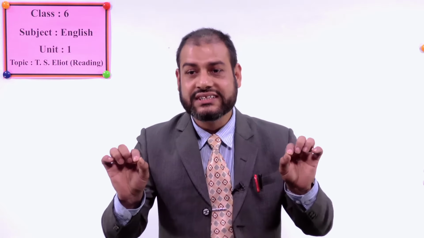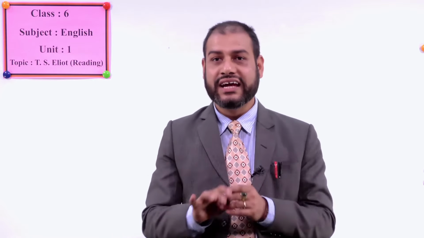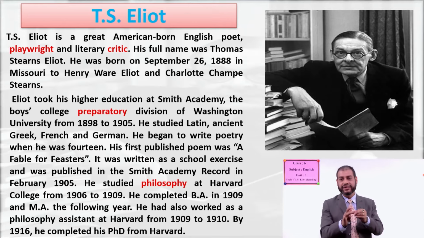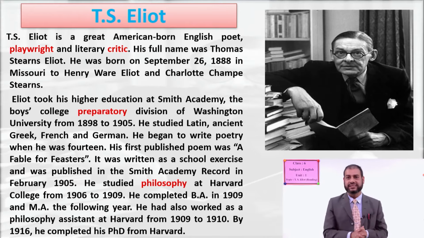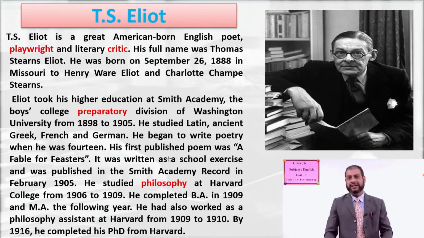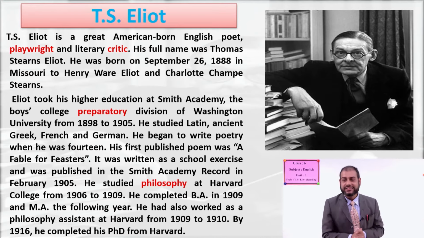The languages are Latin, ancient Greek, French and German. See how many languages? Latin 1, ancient Greek 2, French 3 and German 4 languages. He learned 4 languages. Okay. And then you have to tell me the title of the poem that he wrote for the first time for his school exercise. What's the title of the poem?